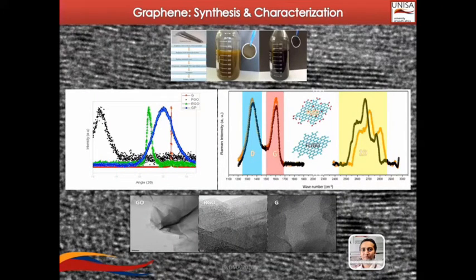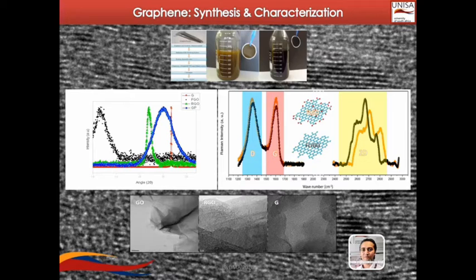And here I'm showing some of the samples that we produced. This includes solutions and powders. So we did analysis to confirm the production of few layered graphene sheets. So this includes XRD and Raman, which is regarded as the most useful techniques to study graphene related materials, in addition to XPS and many others.